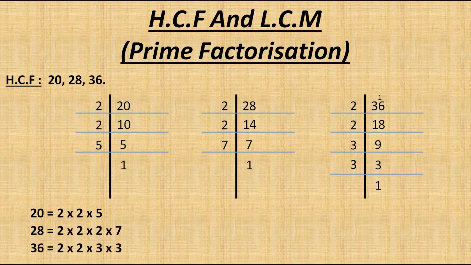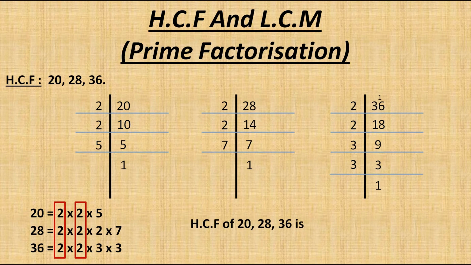Now when you look carefully at this, you will understand that here 2 is common, again 2 is common, and these other numbers are different, so we have to mark the common ones. Therefore the HCF of 20, 28 and 36 is 2 into 2, which is equal to 4. So the HCF is 4.